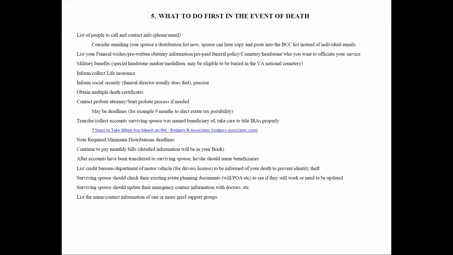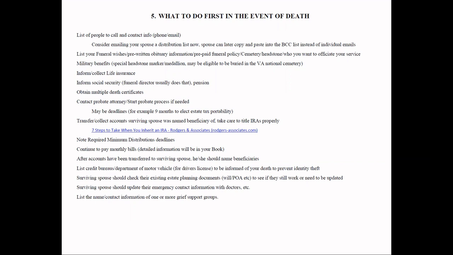You also want to transfer and collect any accounts that the surviving spouse was named beneficiary of, for example, IRAs, 401ks. I don't know enough to know the details, but I know there's a certain way you have to title the IRA to have the full benefits of extending the RMDs and things like that. And I did put a link in there on how to title the IRA as you transfer it over. And then there are certain required minimum distribution deadlines that even after a person dies, from what I understand, you have to meet or you have to pay. It's like a 50% penalty. It's a very large penalty if you don't take out the RMDs when you're supposed to, I think, even after somebody dies. Of course, one big thing is you want to continue to pay monthly bills, and we're going to have a whole page on that later.